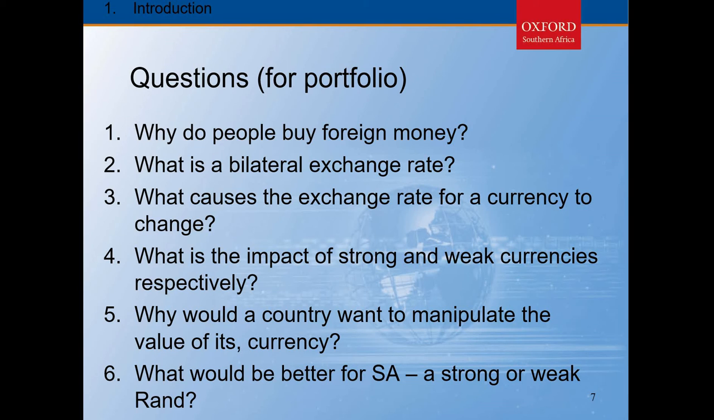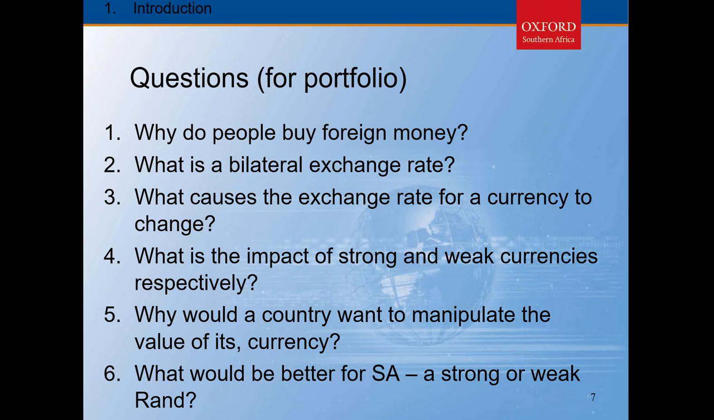Okay, what are the impacts of strong and weak currencies, respectively? Okay, so if you have a strong currency, it means that when you import goods, they are cheaper. So let's argue that a barrel of oil costs 50 US dollars. So when our currency was 12 Rand 50 to a US dollar, it meant one barrel of oil cost us approximately 630 Rand.